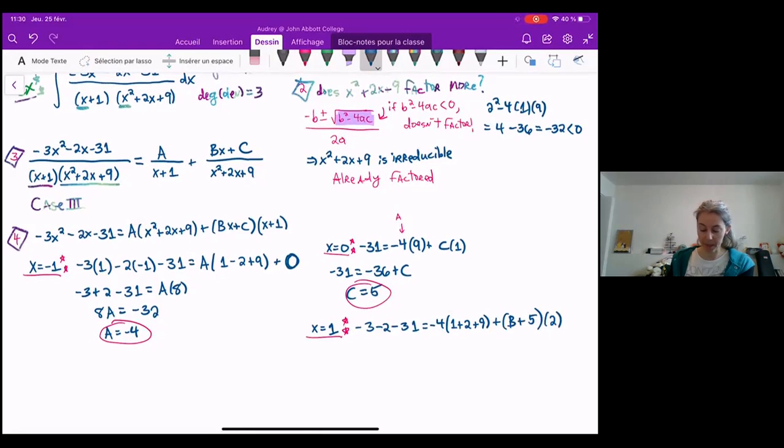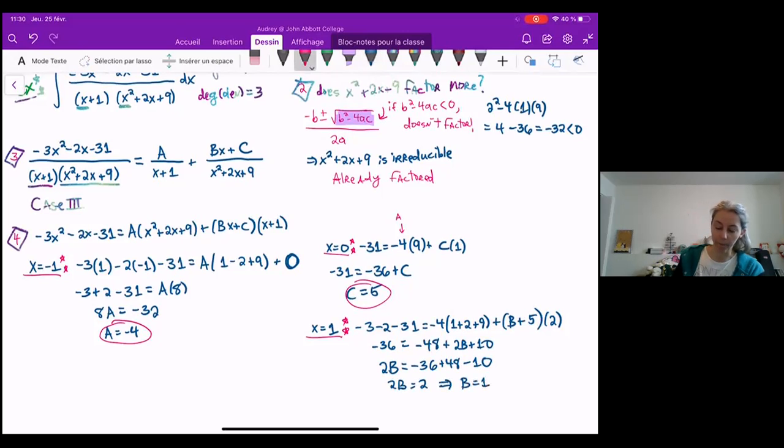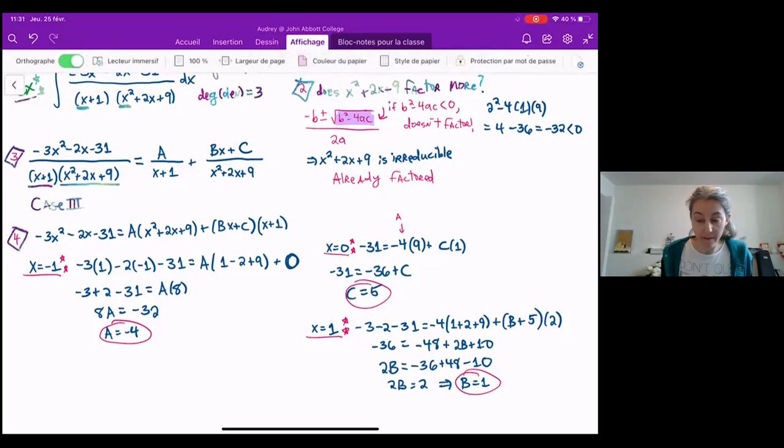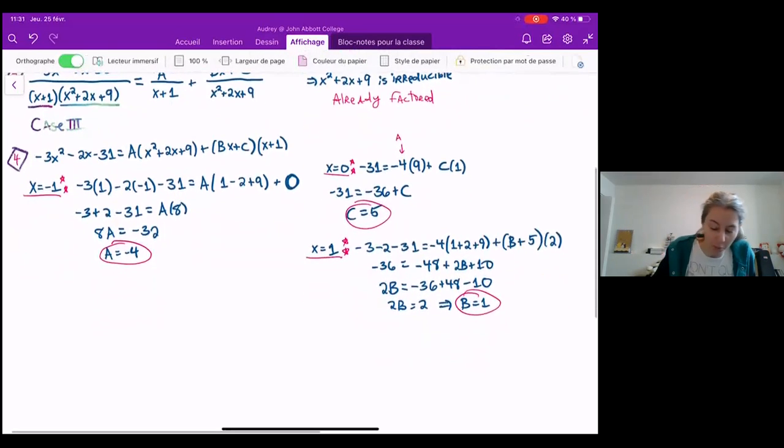So this gives me negative 36 is equal to 12 times 4, that's negative 48, plus 2b plus 10. So 2b is equal to negative 36 plus 48 minus 10. So 2b is equal to 2, which gives me that b is equal to 1. Okay, so we have a is negative 4, c is 5, b is 1. Now we can move on to step 5, and guys, it's about to get really fun. I hope that you think so too.